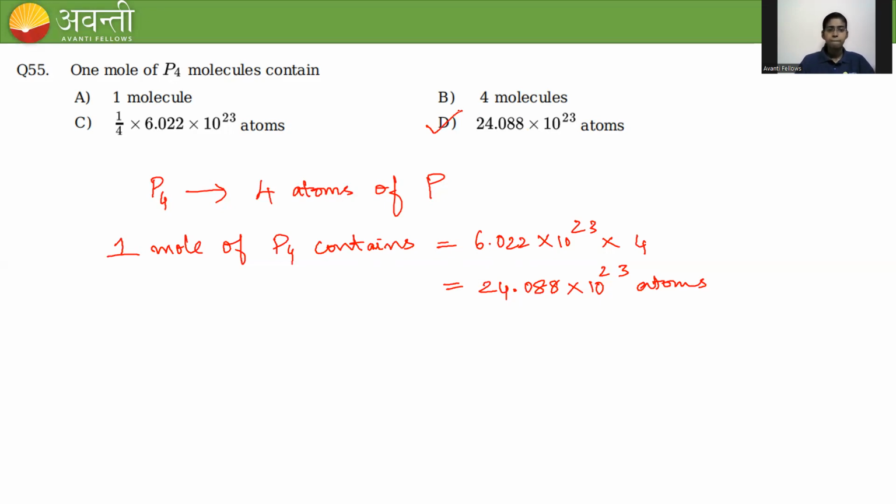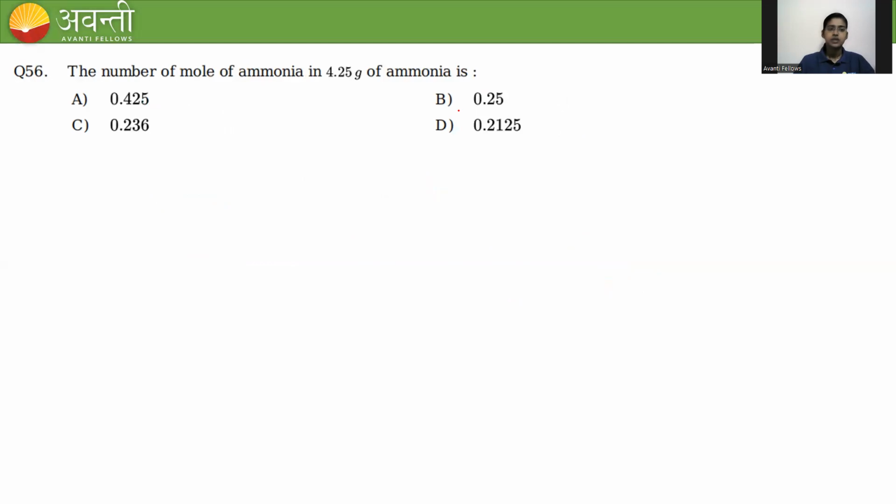Okay. Then coming to the next question. The number of mole of ammonia in 4.25 gram of ammonia is. So the mass of ammonia is given. We have to find out the number of moles. So the number of moles is equal to the given mass divided by molar mass, right? So given mass is 4.25 gram and the molar mass of ammonia.